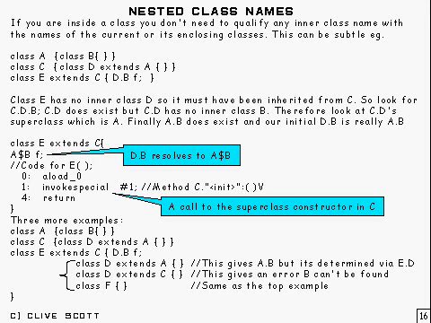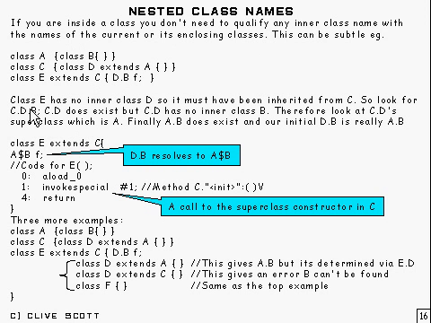If you're inside a class, you don't need to qualify any inner class name with the names of the current class or its enclosing classes, and this can lead to some very subtle and unexpected results. And here's an example of that. We've got a group of classes here, and in this class E we've got this field F, which is of type D.B, which on the face of it looks like it will give a compiler error, but in fact it doesn't. And here's how it's interpreted.